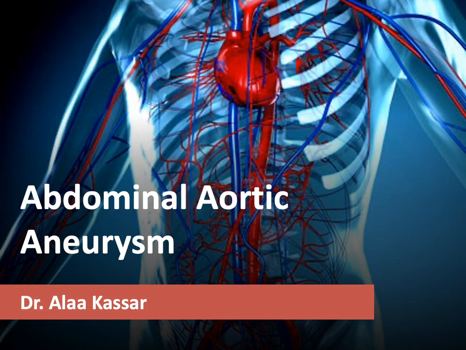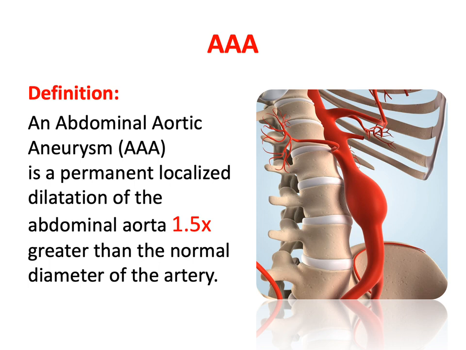Our lecture today is about abdominal aortic aneurysm, AAA. What is an abdominal aortic aneurysm? An abdominal aortic aneurysm is a permanent localized dilatation of the abdominal aorta, about 1.5 times greater than the normal diameter of the artery.